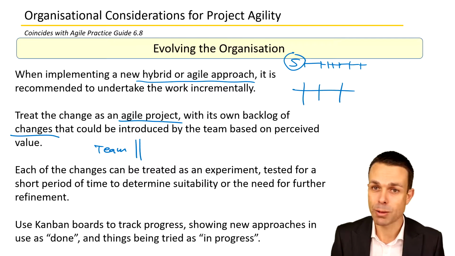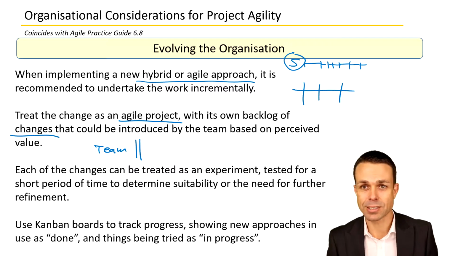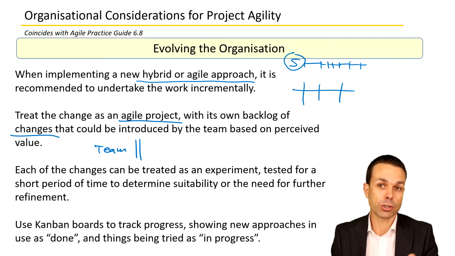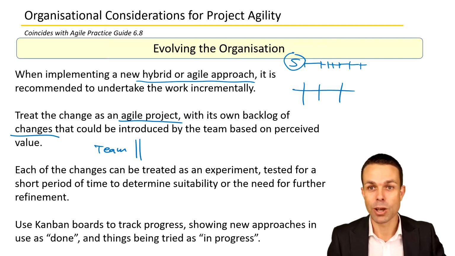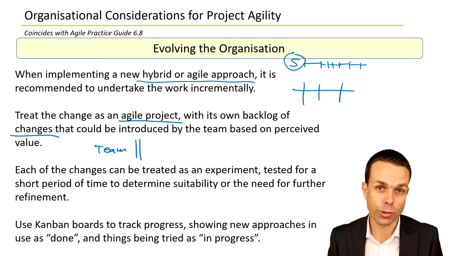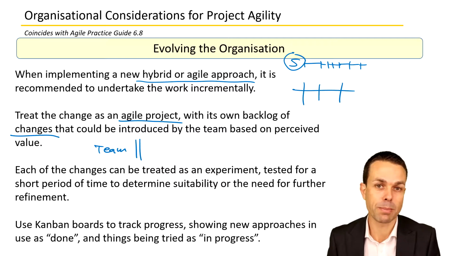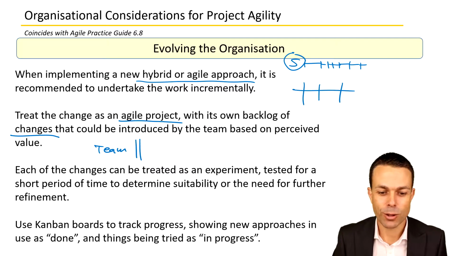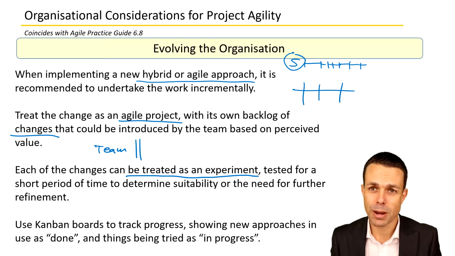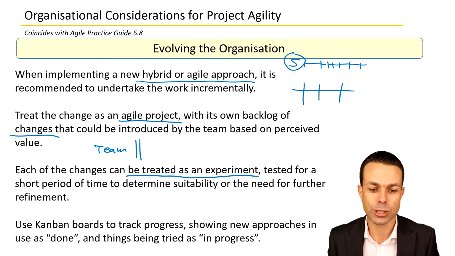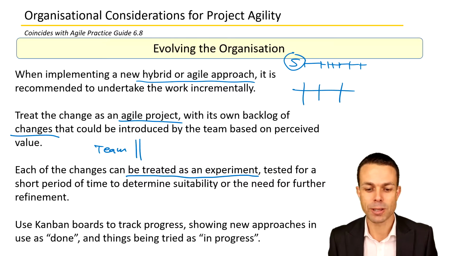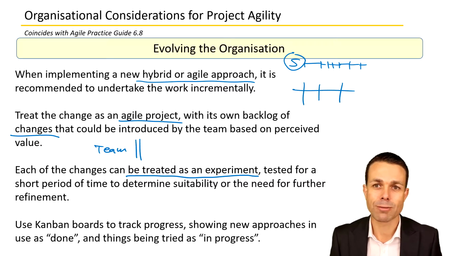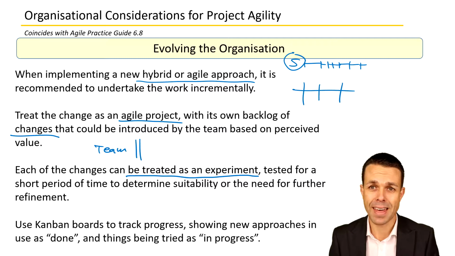So when we are implementing things, and maybe we're implementing practices like Scrum or Kanban or feature-driven development, or maybe Scrum of Scrums across multiple teams, or many other different things like the whole team approach and regular feedback using iterations, any of those different changes, each of those can be treated as an experiment and just tested for a short period of time to determine the suitability or need for further refinement. So what that means is we don't have to say, look, everyone, this is happening and that's that.